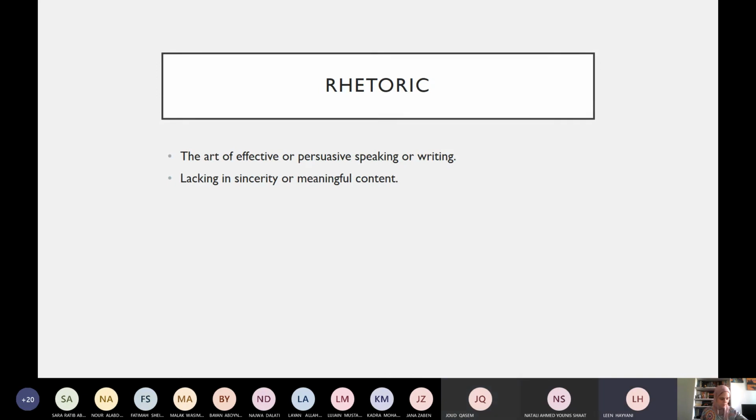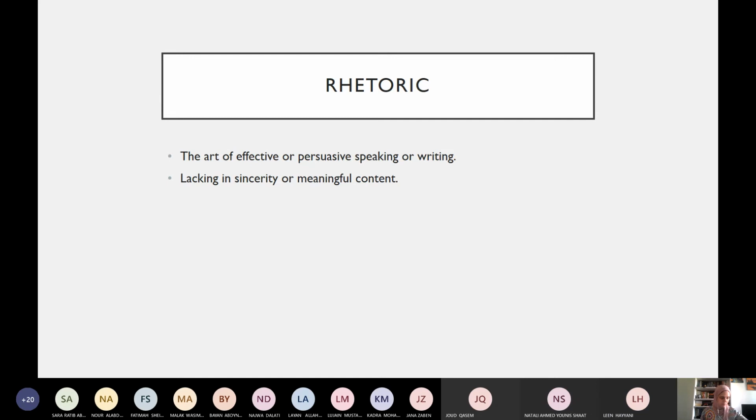His study of rhetoric was clear in the way he presented a logical argument backed up with persuasive evidence. Is this a negative meaning or a positive meaning? His study of rhetoric was clear in the way he presented a logical argument and he backed it up with persuasive evidence. Positive or negative? Positive, yes.